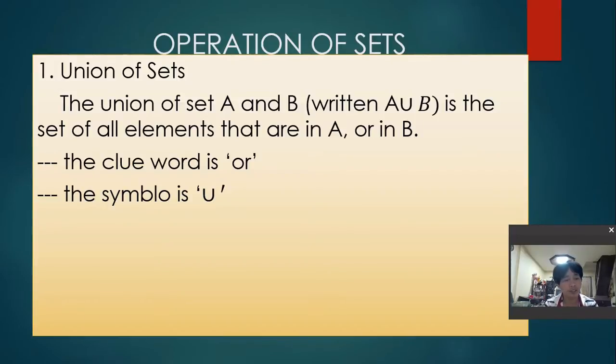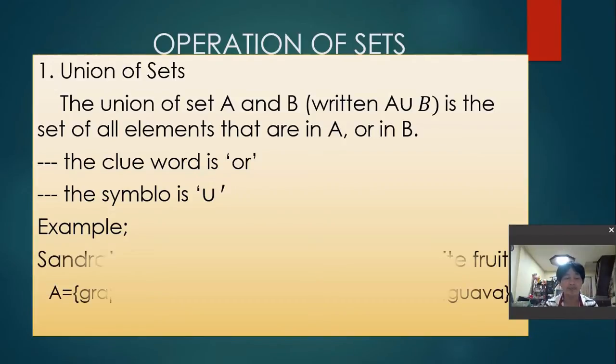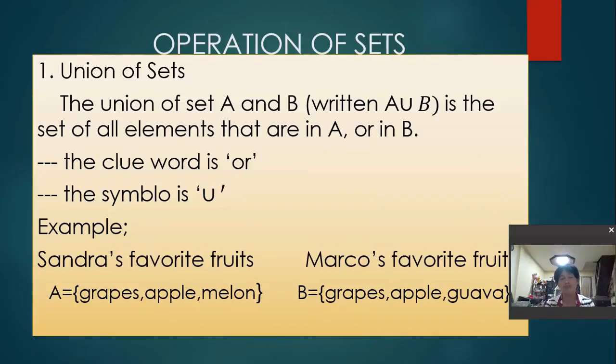Now, to let you understand union of sets, I am going to give you an example. Let's have, for example, Sandra's favorite fruits and Marco's favorite fruits. Set A, whose elements are grapes, apple, melon, are the fruits that Sandra likes. Now, set B, whose elements are grapes, apple, and guava, are the fruits that Marco likes.